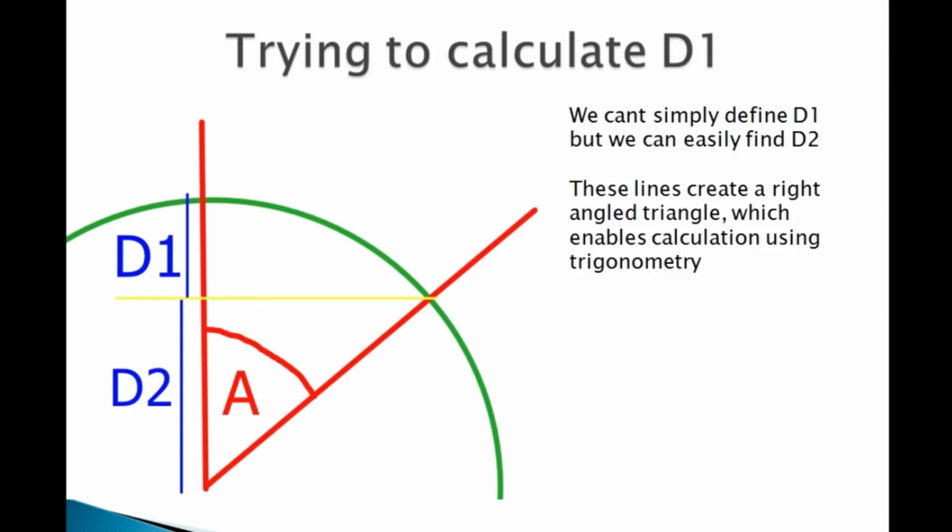Now, trying to define D1 is actually very difficult to calculate mathematically. I struggled with it, but this is the thing that occurred to me: actually, D2 is very easy to calculate.